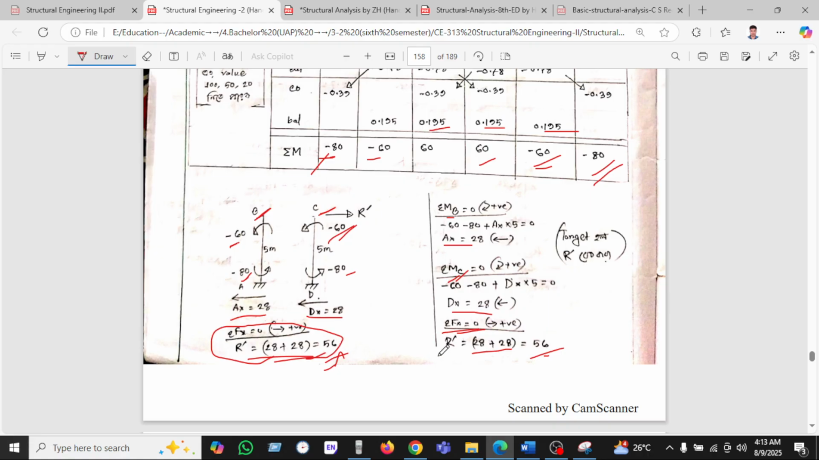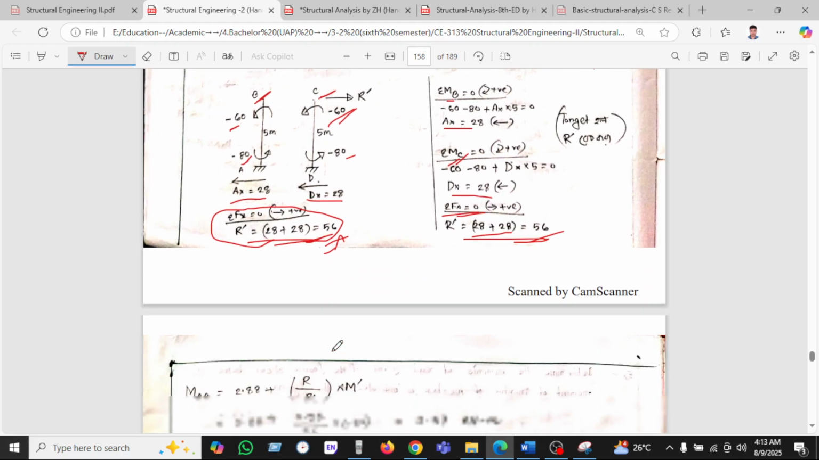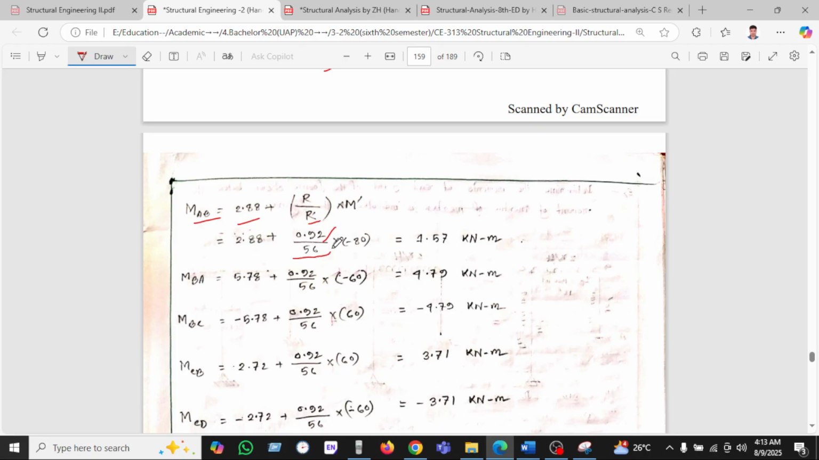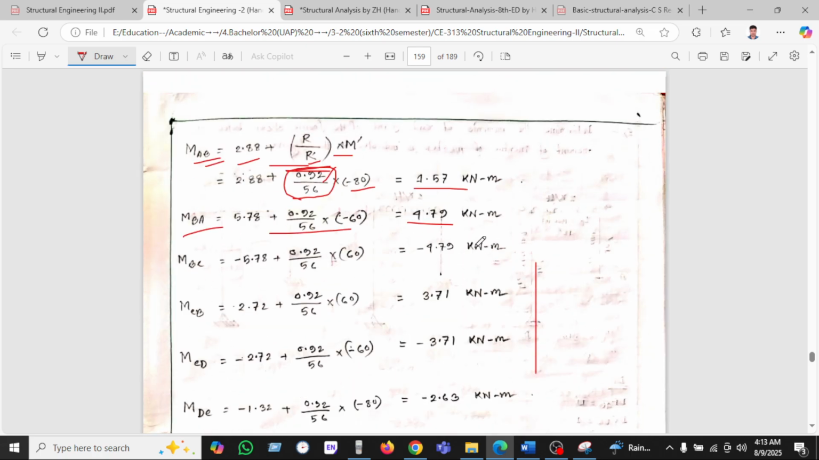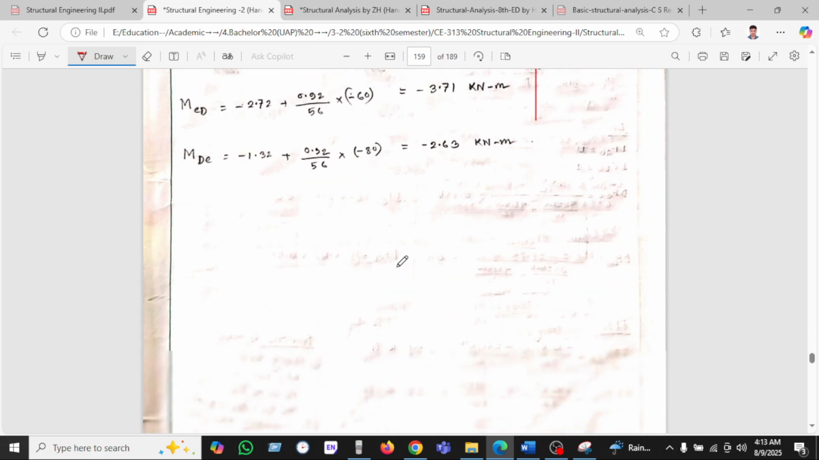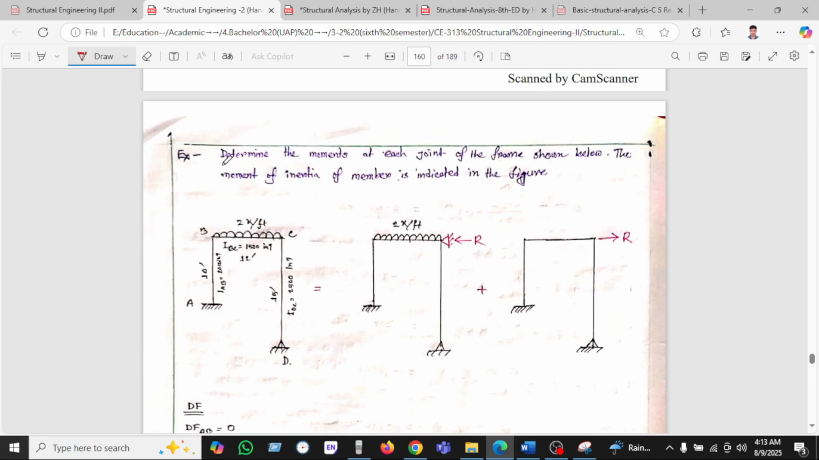And here these are 0.56, and m prime is found for all the members. In the same way, we can use this moment, then we can also draw the moment diagram. You can see another example.